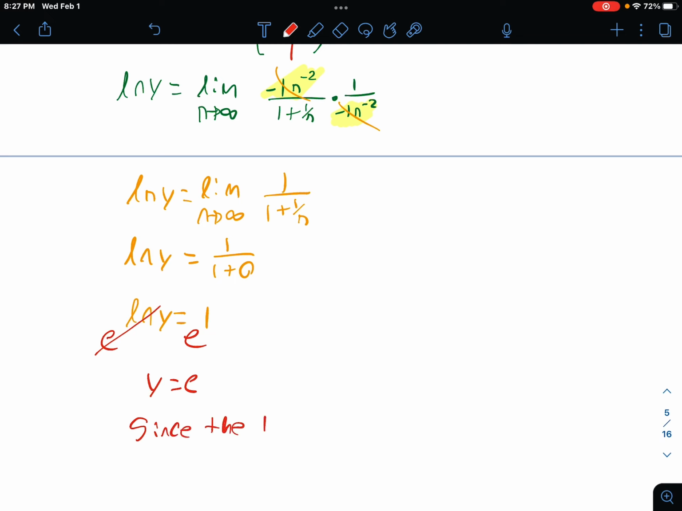And because of this, since the limit approaches a number equal to some value, let's read exactly what it says. Since the limit is equal to L, it converges. Since the limit is equal to some number, the sequence converges.